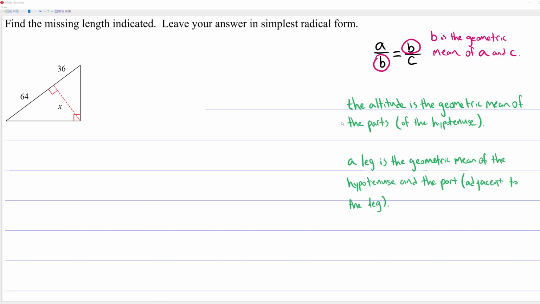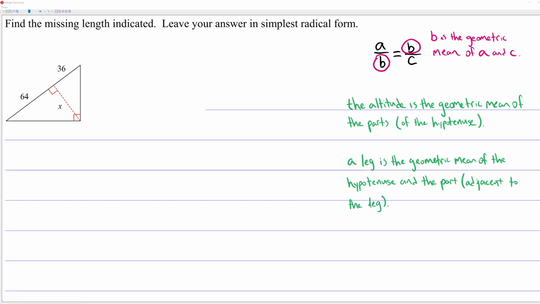However, that's a little bit time consuming and it's sort of difficult. So look at this first sentence written in green. It says, the altitude is the geometric mean of the parts. Now, the word parts is somewhat vague. That's definitely not a technical math term. So in parentheses I wrote, of the hypotenuse. In this diagram, x is the altitude, and the hypotenuse has been divided into two parts, 64 and 36. So this sentence says that the altitude, which is labeled with x, is the geometric mean of 64 and 36.